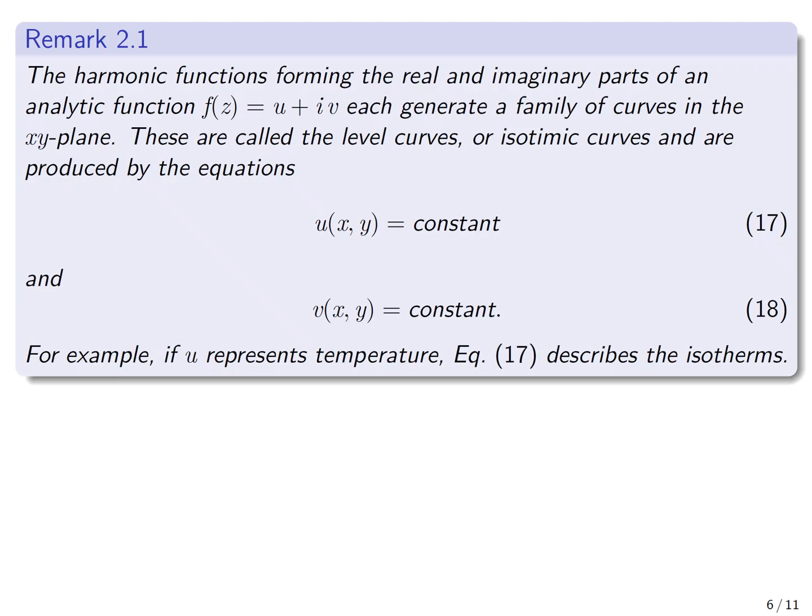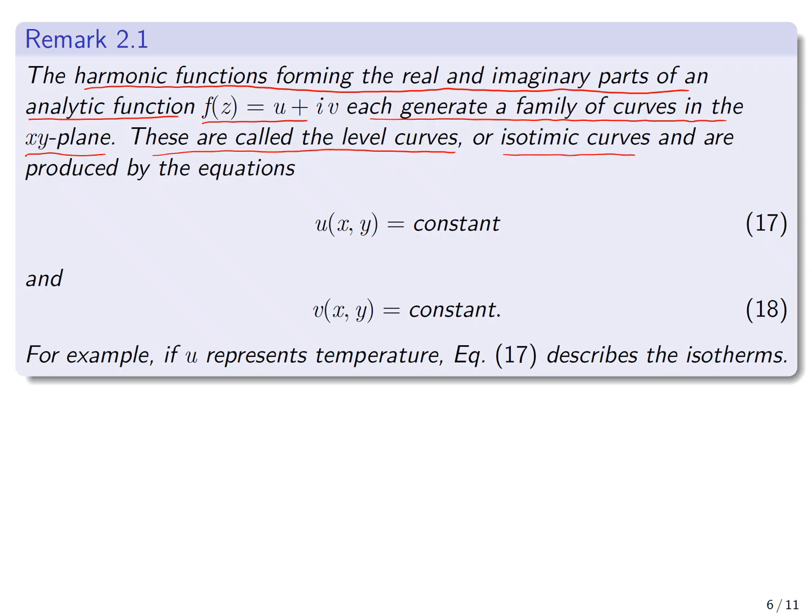So let's learn something interesting about the harmonic conjugates. What it says is that the harmonic functions forming the real and imaginary part of an analytic function f(z), which is u plus iv, each generates what we call a family of curves in the xy plane. These are called level curves, or in other words isotemic curves, and are produced by these two equations.